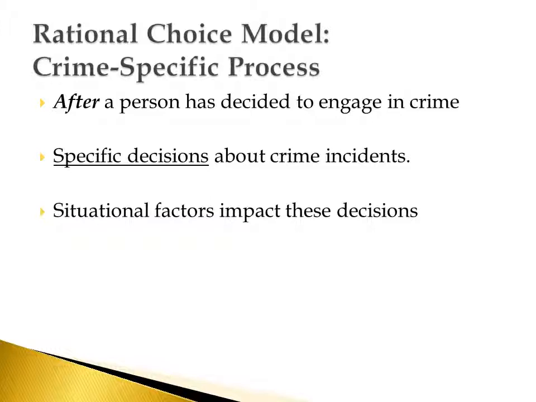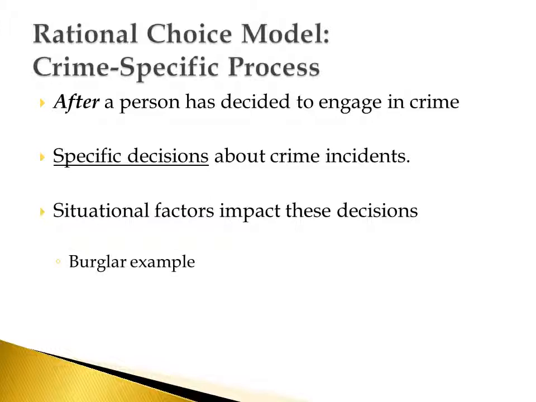The point that Cornish and Clark want you to see is that the crime-specific process really occurs after somebody has gone through the more gradual process of deciding to engage in crime. And the crime-specific process is relevant to explaining specific decisions about criminal incidents. What they wanted to make clear in their theory was that a lot of different situational factors might be able to impact and change these decisions.